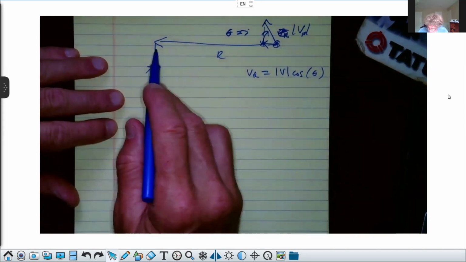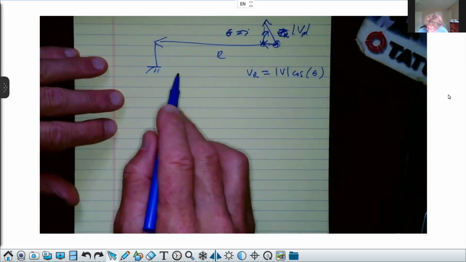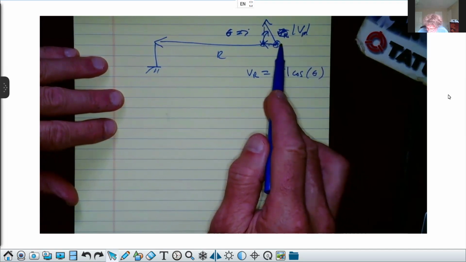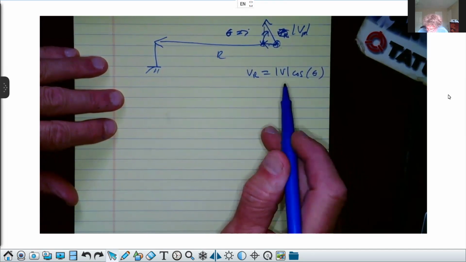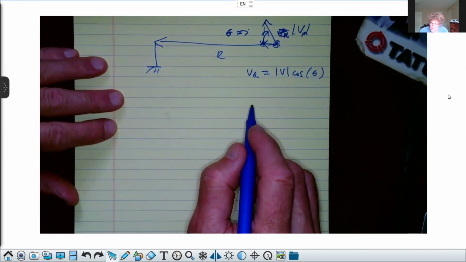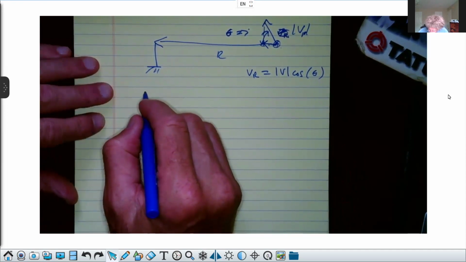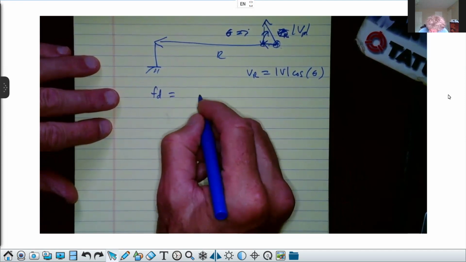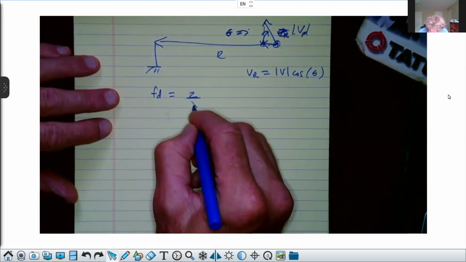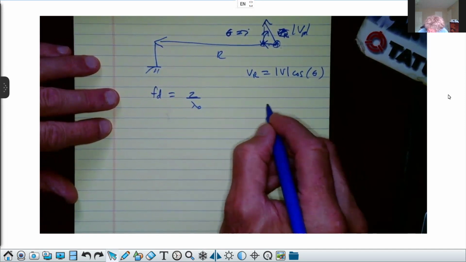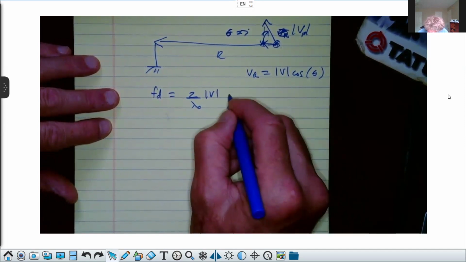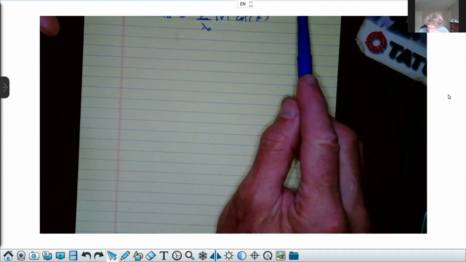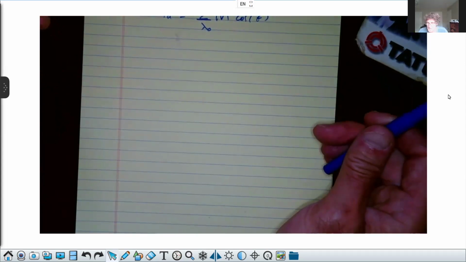When I look at the Doppler frequency for this one, it's not a function of anything but the velocity of the target in the direction of the radar and the frequency that the transmission is occurring at. So the actual Doppler frequency would be 2 over lambda naught times V_r, and that's magnitude of V times cosine of theta. What would the Doppler shift be if the angle was 90 degrees? 0.